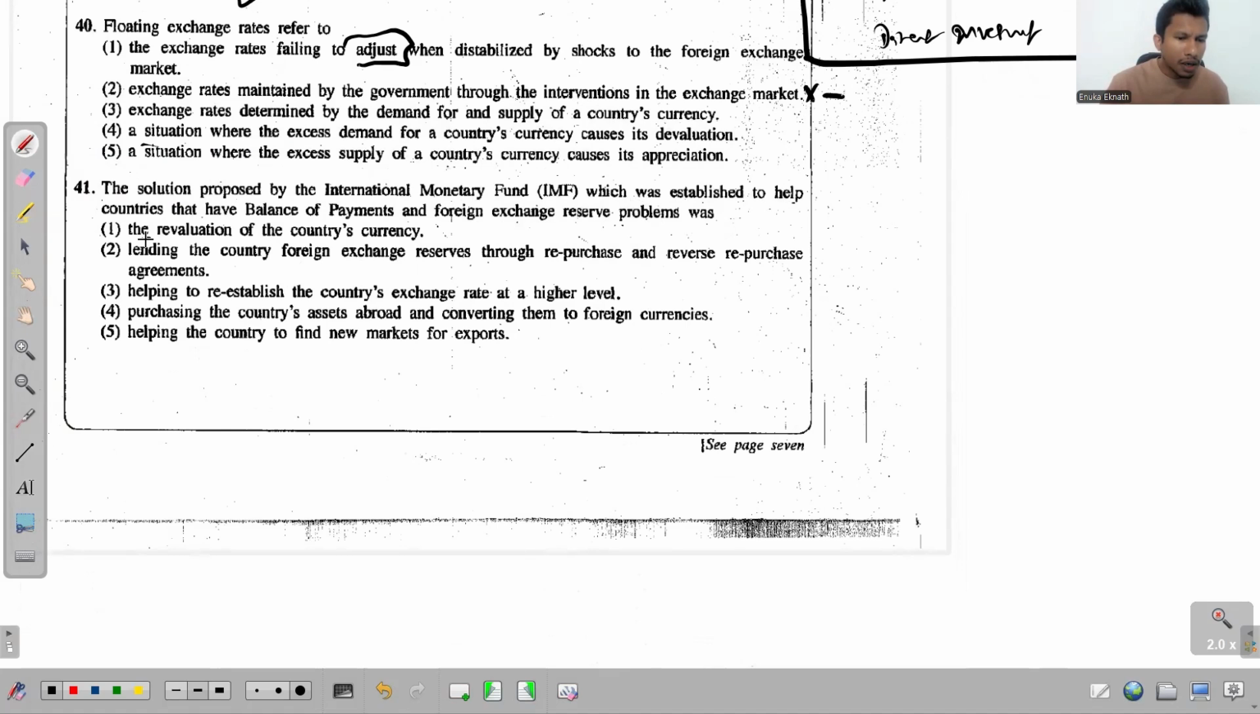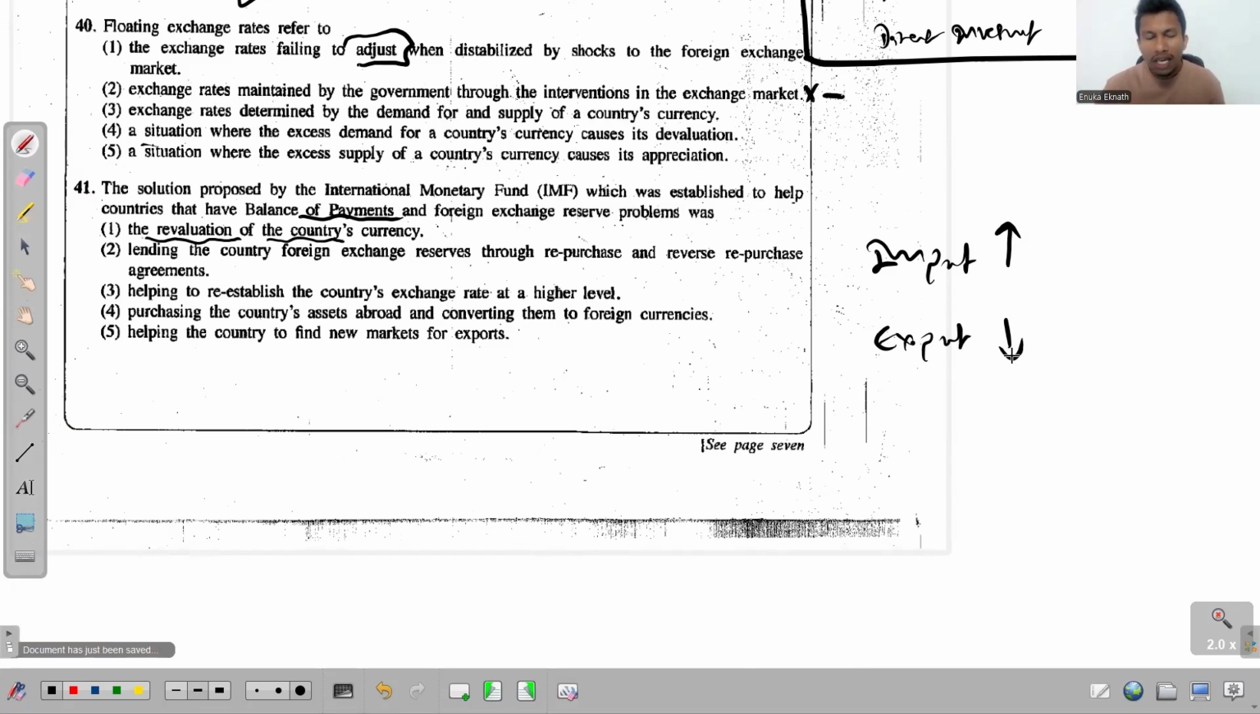The first one says revaluation of the country's currency. See that now, if revaluation happens, what will happen? Revaluation may worsen the balance of payment problem that the economy is facing now, because when revaluation happens, imports to the country will be increased, but exports from the country will be decreased. Then the balance of payment issue will be worsened. So this will never be the answer, right?